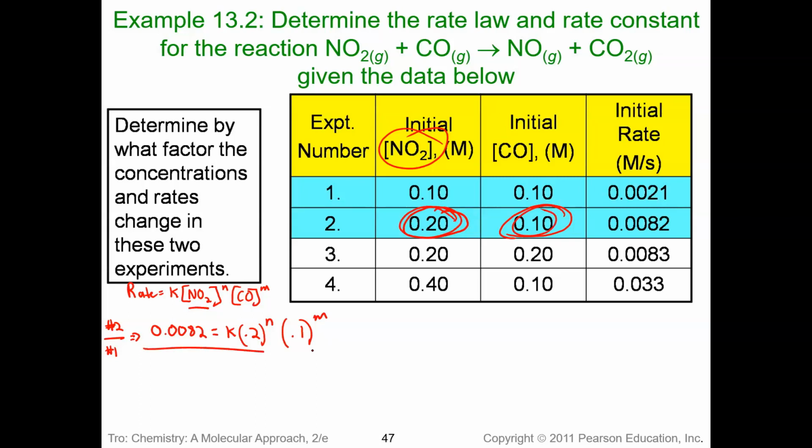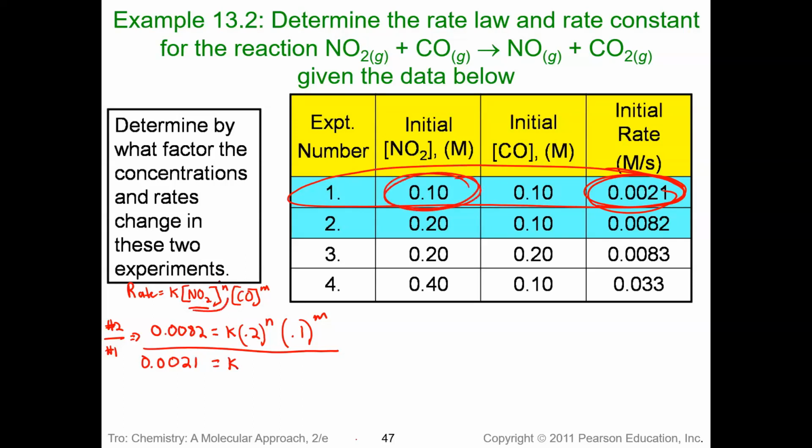Then I take that whole thing and I put it over number 1. Right here, my rate is 0.0021 equals K times, again, my NO2, because I'm doing this one right here, 0.1 to the N times this, this one's the same, 0.1 to the M.